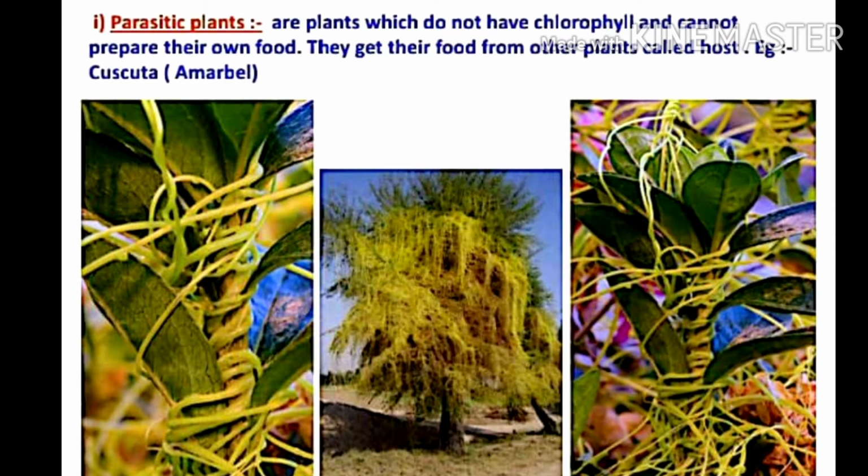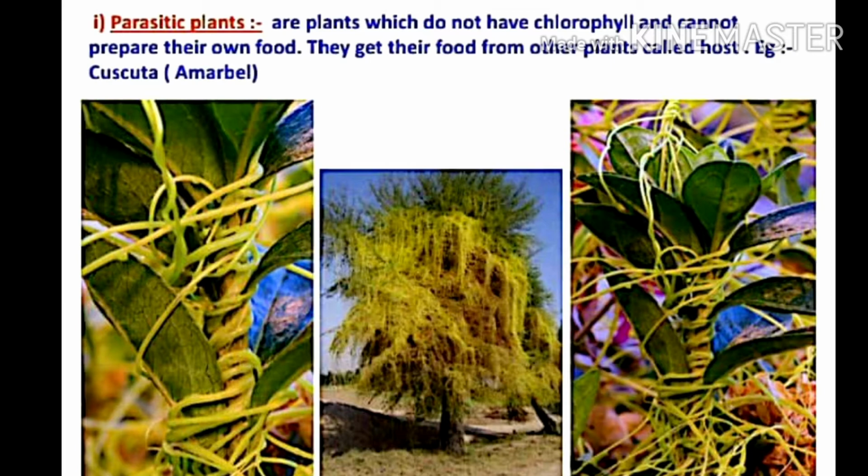These plants undergo the parasitic mode of nutrition. What are these plants about? These plants are those which do not have chlorophyll and cannot prepare their own food. For this reason, they get their food from other plants called the host. The plants on which they live are said to be the host, and they are dependent on them for their nourishment.